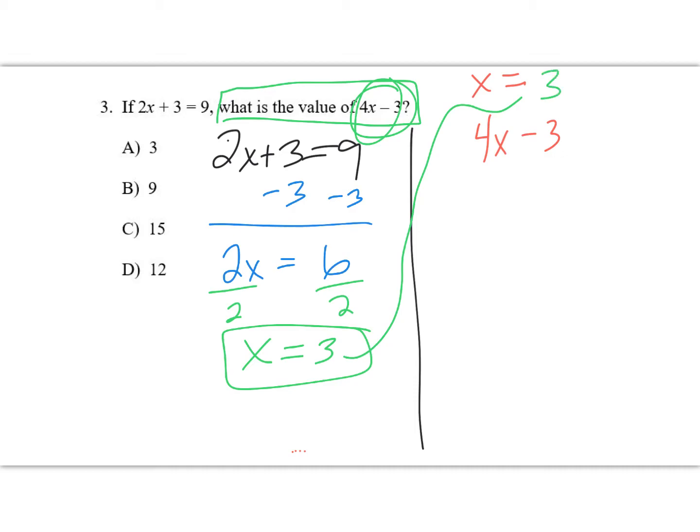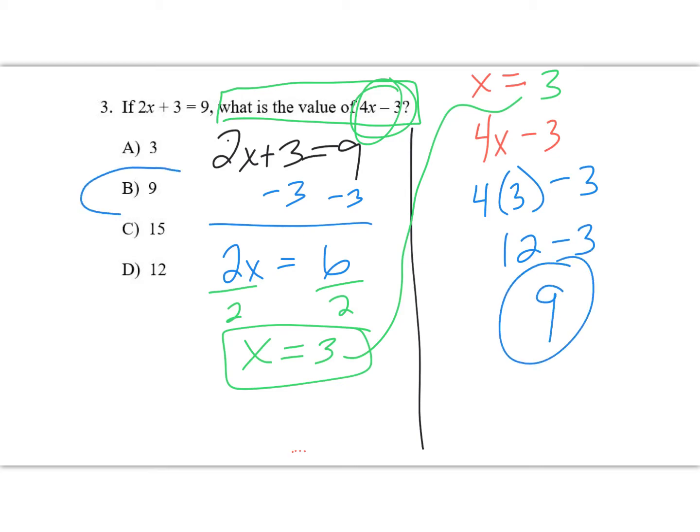Okay, so everywhere I see x, I'm now going to change that to 3. So it'd be 4 times 3 minus 3, or 12 minus 3, which is 9. So again, with SAT type questions, you have to be careful and make sure you answer what they were looking for. Just because you got the x is 3 and it was there does not mean it's always the answer they're looking for, so be careful.